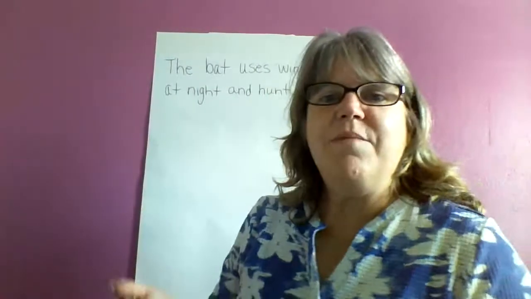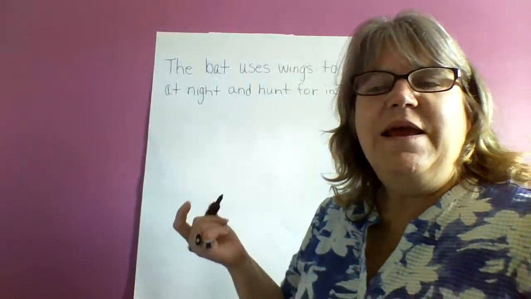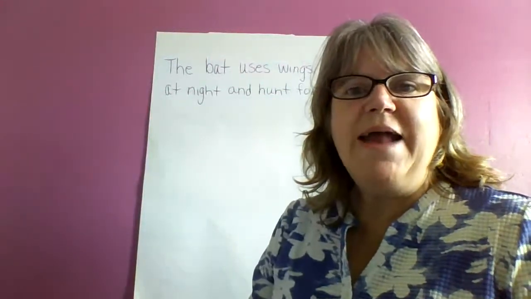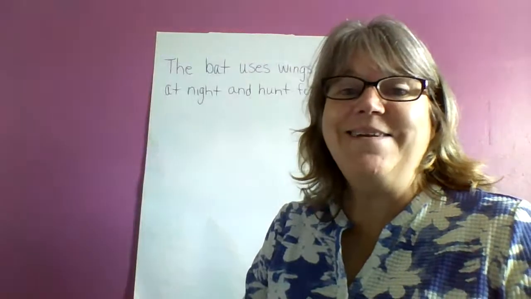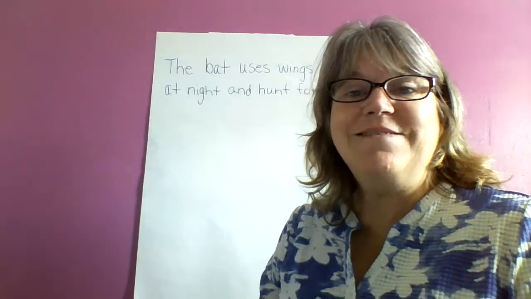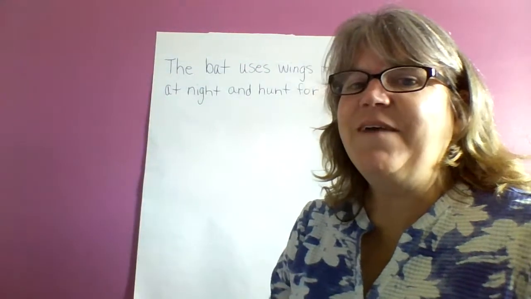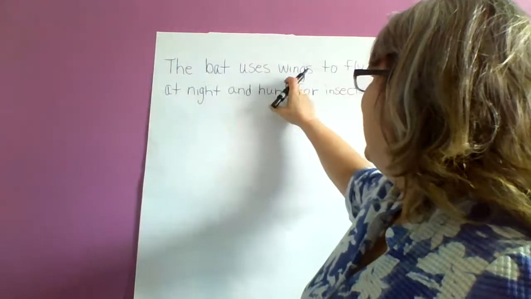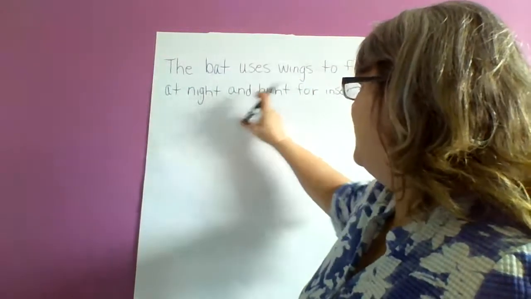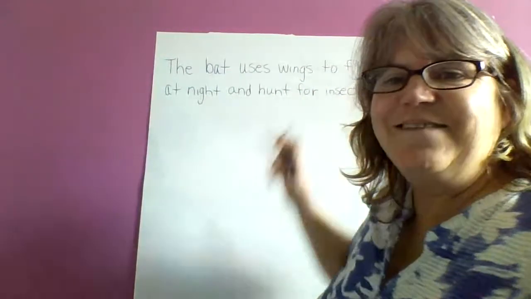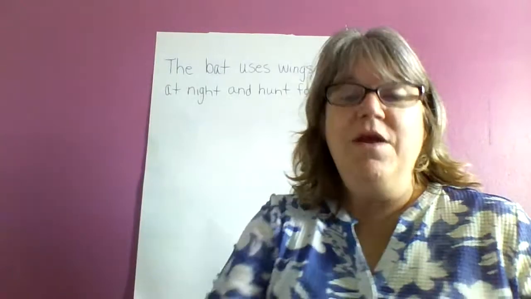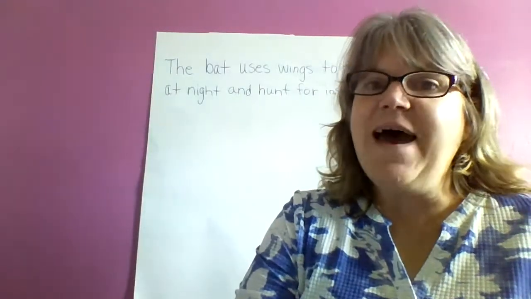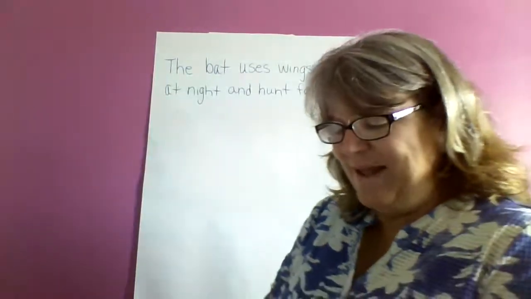So I am writing about what I read in regards to the bat. When we did our chart, we know that the bat eats insects, the bat hunts at night, and the bat has wings. We also knew that they live in caves. So I wrote, the bat uses wings to fly at night and hunt for insects. So I wrote a sentence about what I read in Nighttime Animals and the facts that I learned. Let's do one more.